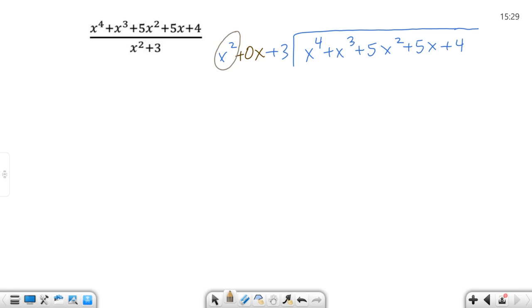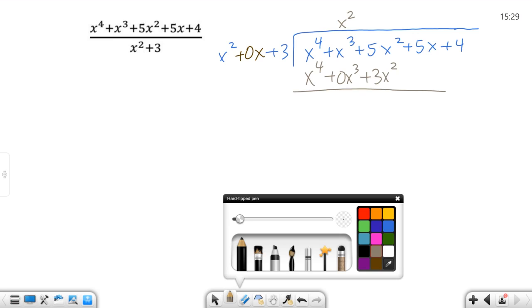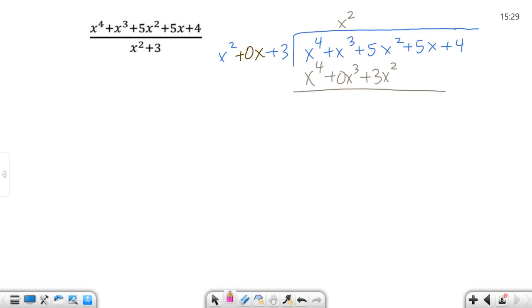So I need to say, what do I multiply by x squared to get x to the 4th? Well, x squared. So x squared times x squared is what? X to the 4th. X squared times 0x is plus 0x to the 3rd. That's important. It's 0. You still write it just so that you have a placeholder. And then plus 3x squared. And then change those signs. Minus, make this a minus, which doesn't matter, 0, make that a minus. That cancels, and I'm left with, what am I left with?